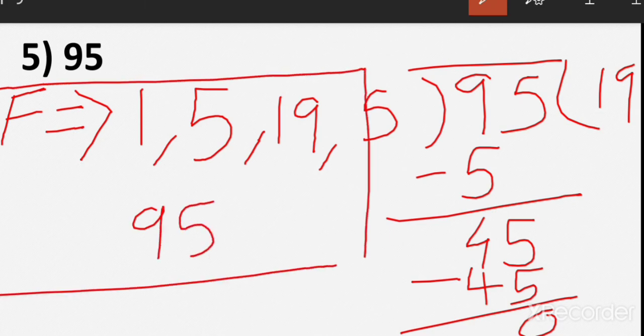So how many factors I'm getting here? Total 4 factors I'm getting. 1, 5, 19 and 95. So 95 is also a composite number.